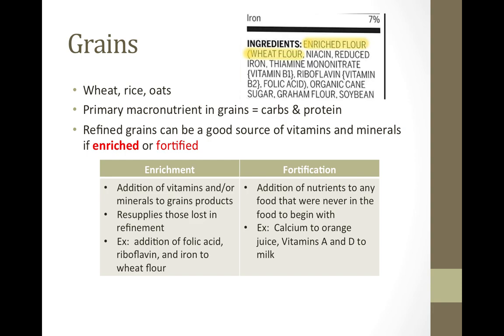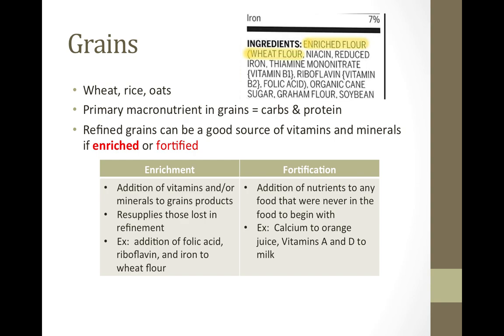Whole grains contain the entire grain kernel with the bran, germ, and endosperm intact. This includes things like whole wheat flour, cracked wheat, oatmeal, whole cornmeal, and brown rice. Now, the refined grains group contain things like white flour, degermed cornmeal, white bread, and white rice. These refined grains can still be a good source of vitamins and minerals if they are enriched or fortified.